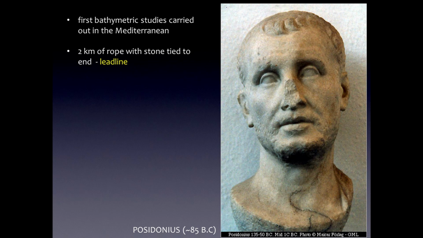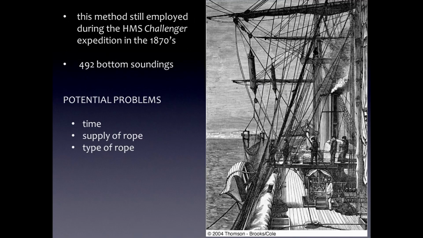You do it in a number of different places along a particular area of the ocean, or in this case the Mediterranean Sea, and you can get a rough idea of what the ocean floor looks like. Is it all flat and level, or are there hills, or mountains, or troughs, canyons, or valleys? So this is a method that was used for thousands of years.